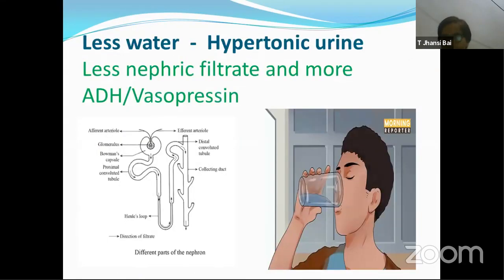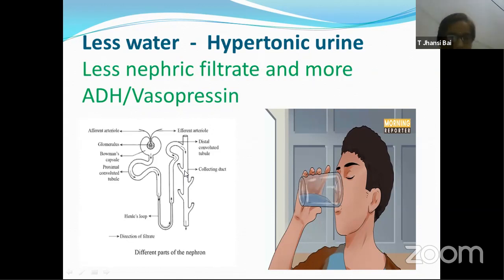So what is happening over here? This boy is taking less water. If water is taken less inside, we cannot let our nephrons allow more water to go out. So at that time ADH or vasopressin is released by the pituitary gland. When ADH or vasopressin is released, the distal convoluted tubule and collecting duct reabsorb water.